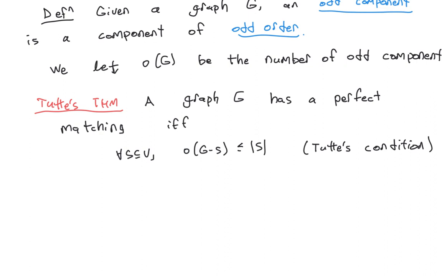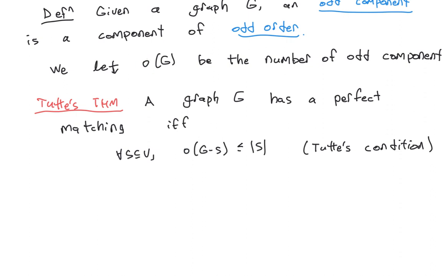We still talk about subsets, only now the inequalities go in the other direction. We want the size of the set to be at most a certain number. And in this case, instead of talking about neighborhoods, we're talking about odd components. So given a graph G, an odd component is a component of odd order. And so o(G) is going to be the number of odd components.